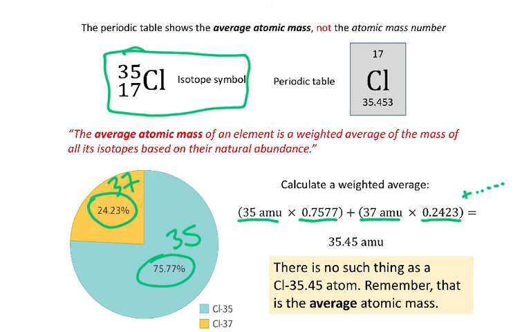Okay, you don't have to do any calculations like this. I just want you to know the difference between isotopes, mass numbers, and the average atomic mass that you would see on a periodic table.